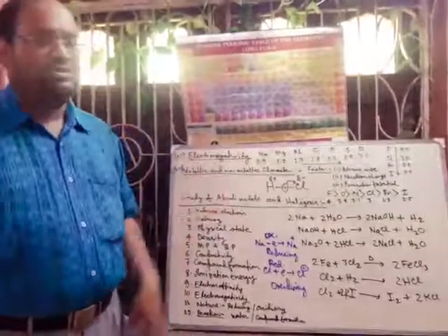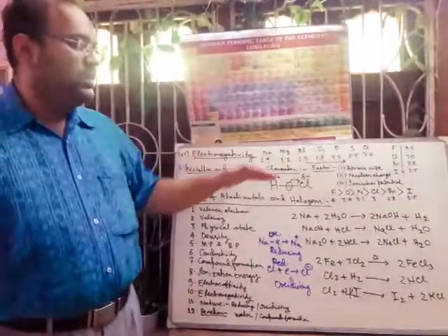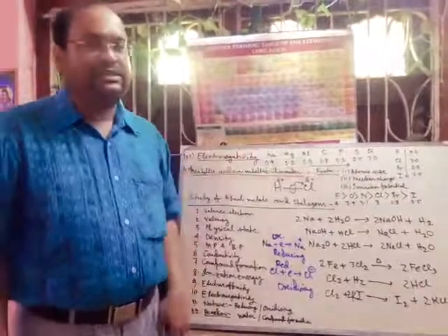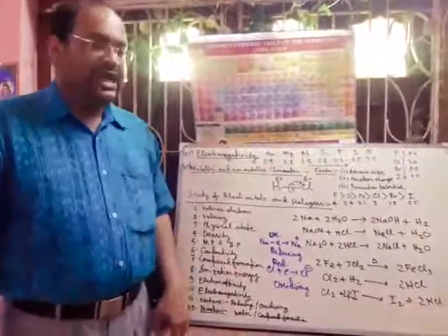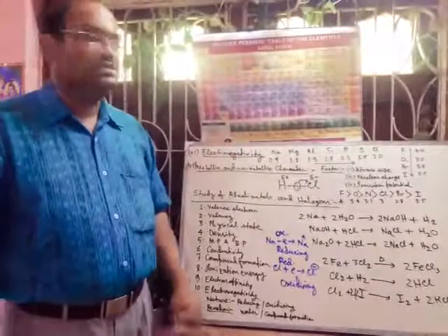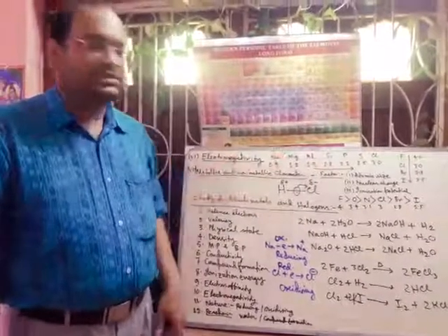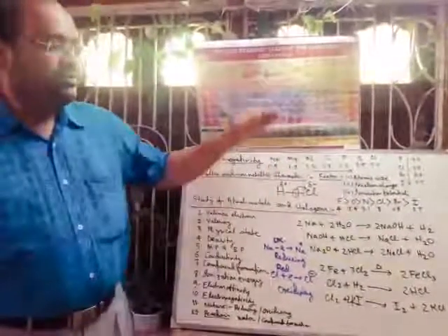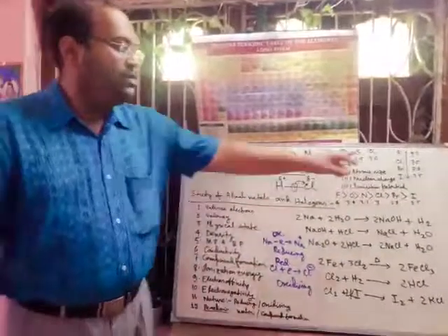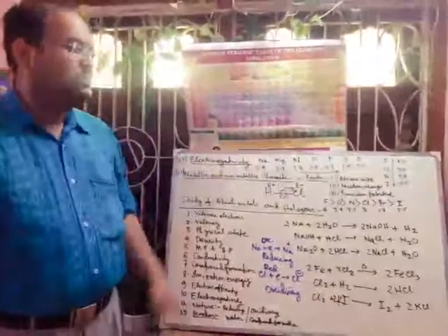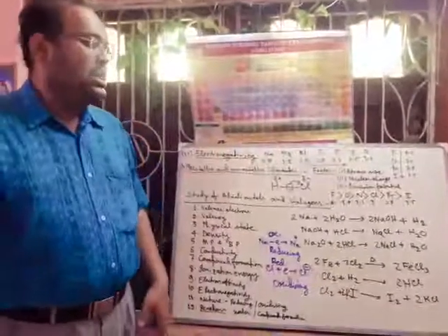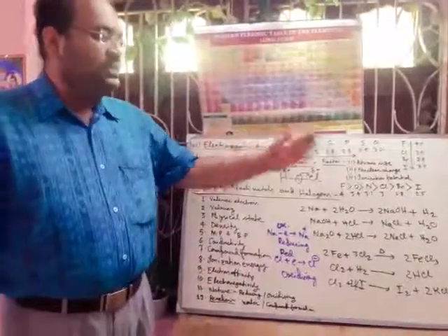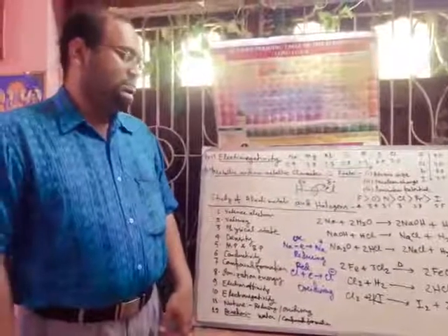Now what is the cause? In case of a period, when we are going from left to right, the size decreases as well as nuclear charge increases, so electronegativity value increases. But in case of a group, when we are going down, from fluorine to chlorine we are adding a new shell, so the size increases and the electronegativity value decreases.